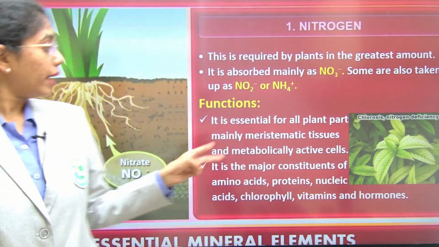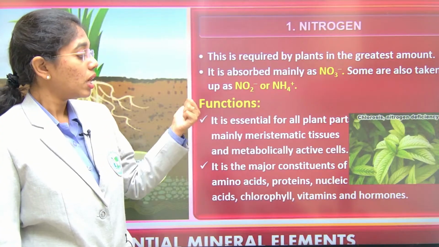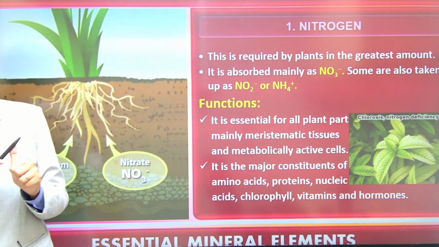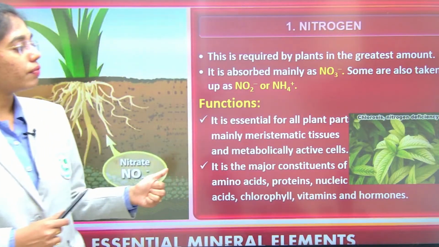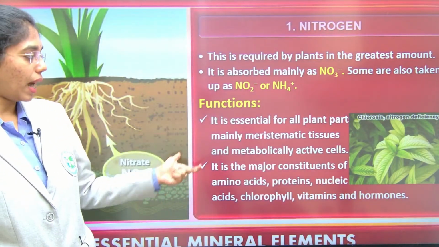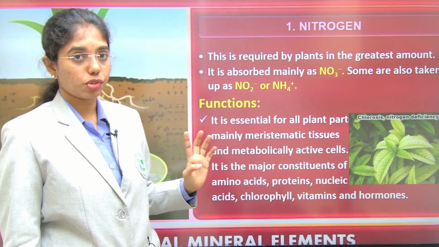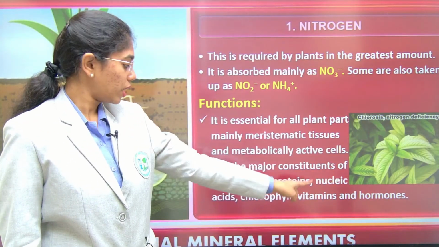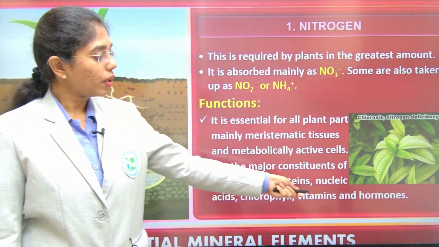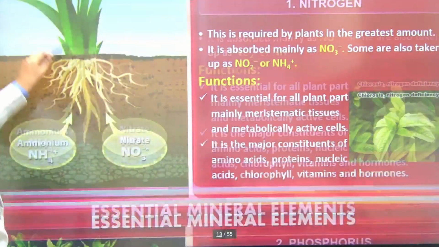And then here you see functions. What are the major functions of nitrogen? Major functions with respect to each element are important. It is essential for all plant parts, mainly meristematic tissues and metabolically active cells. It is a major constituent of amino acids, proteins, nucleic acids, chlorophyll, vitamins and hormones. For all this, nitrogen is the major constituent.